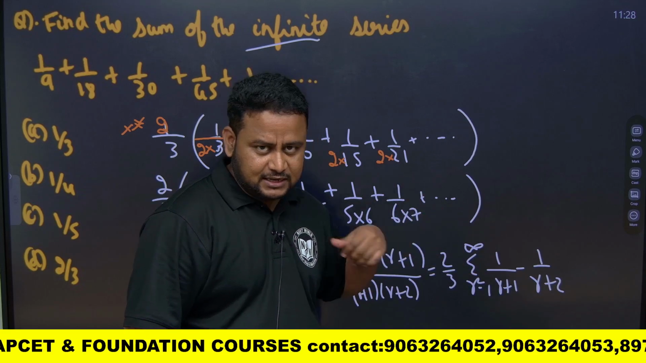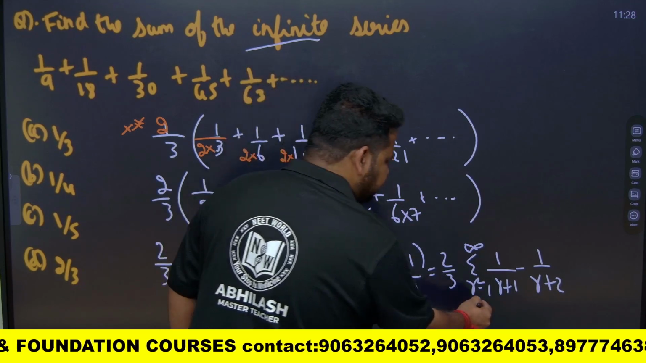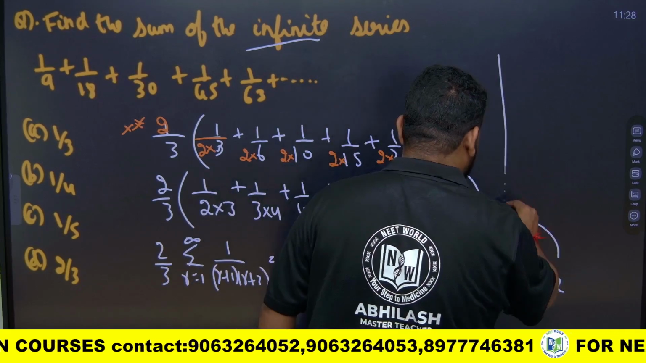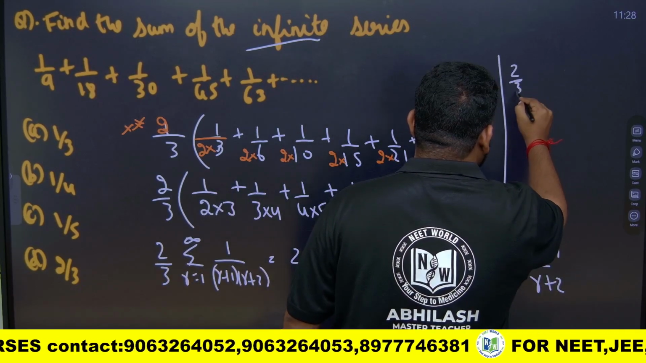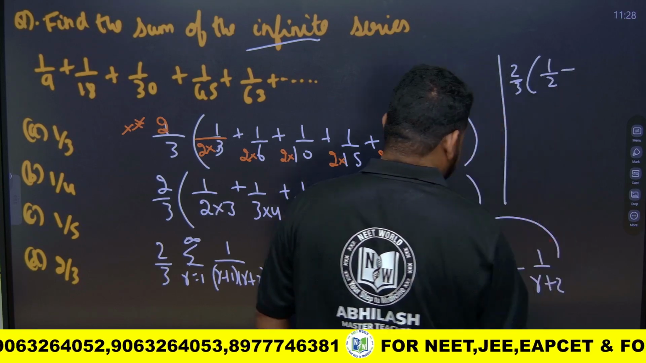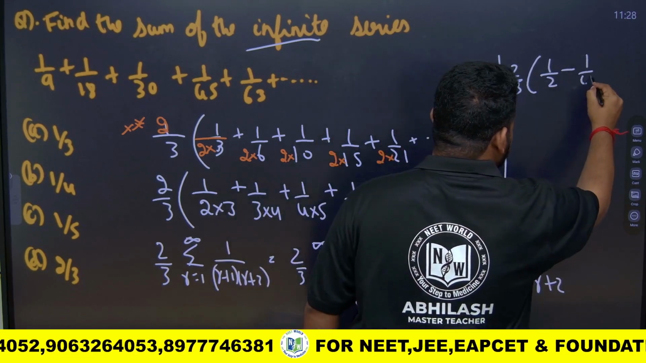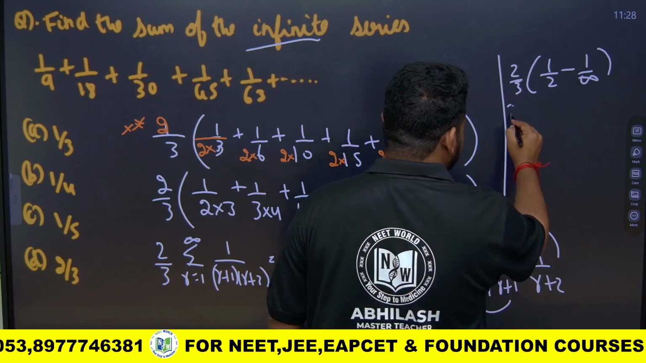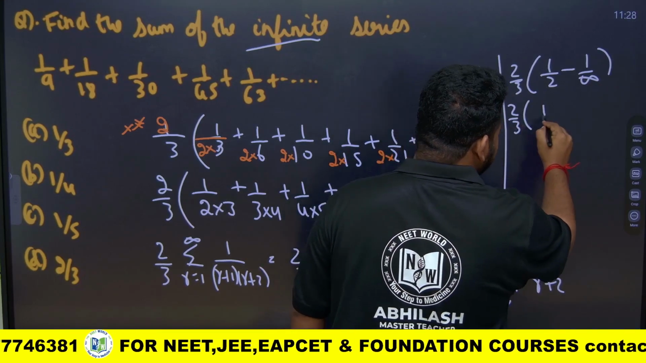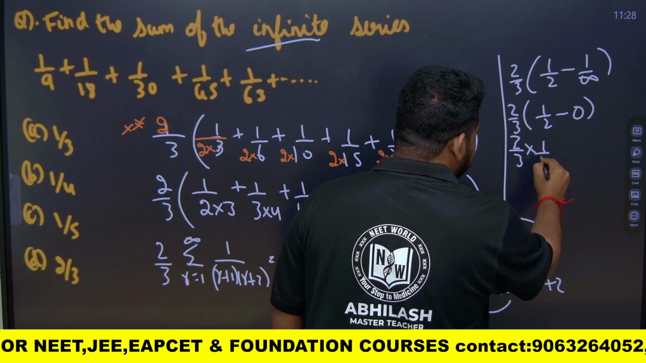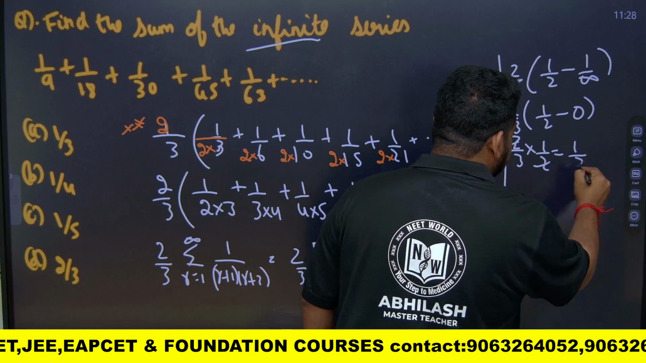Again I am repeating. If I put the smaller value here and the bigger value here, what will this become? This will become equal to 2 by 3 into, if I put the smaller value here, 1 by 2 minus, infinity means 1 by infinity. Infinity plus 2 is nothing but infinity itself. So this will become 2 by 3 into 1 by 2 minus 0, as 1 by infinity is 0. So this is 2 by 3 into 1 by 2. The 2 and 2 cancel, and I get 1 by 3 as the answer.